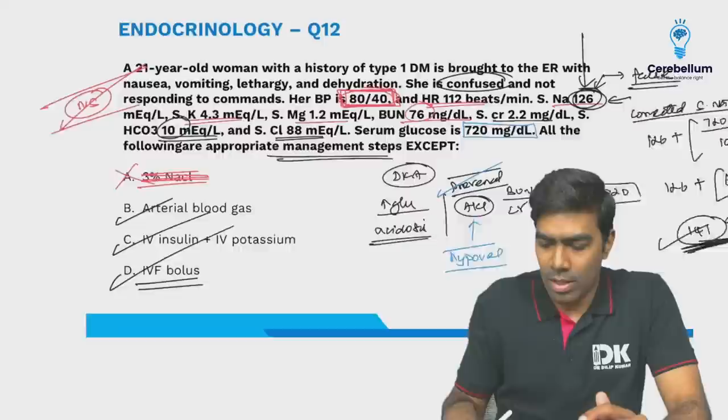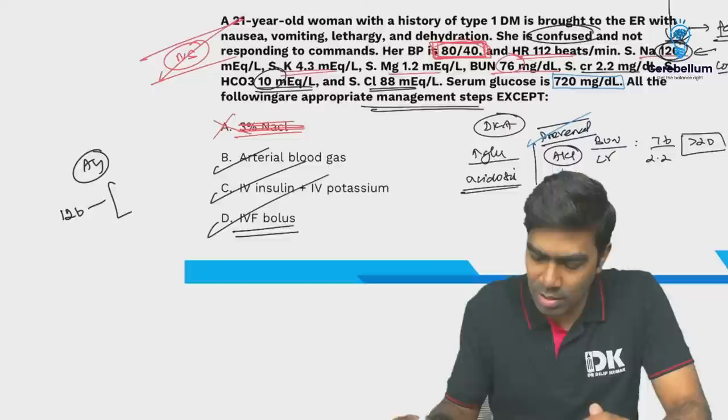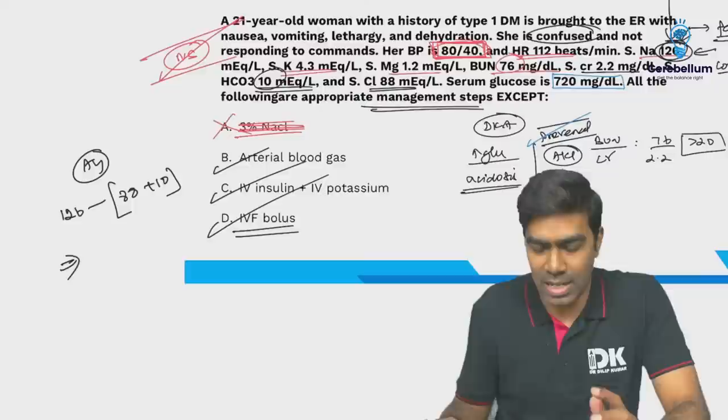And look at the importance of the anion gap. So calculate the anion gap. If you are not using the corrected sodium, look at the anion gap here. Patient has a sodium of 126 minus chloride, which is 88, plus bicarbonate, which is 10. So what is the anion gap here? 88 plus 10 is 98, right? So 126 minus 98 is 28. This is the anion gap.